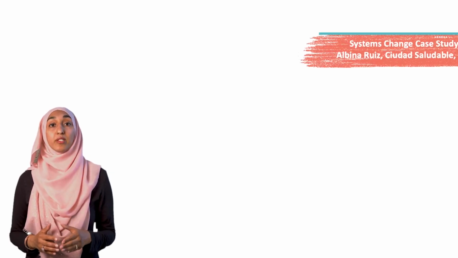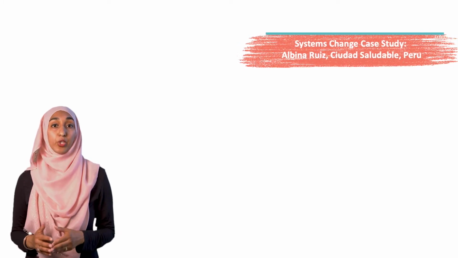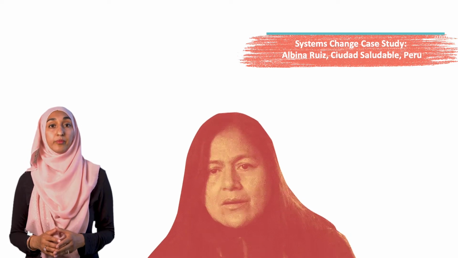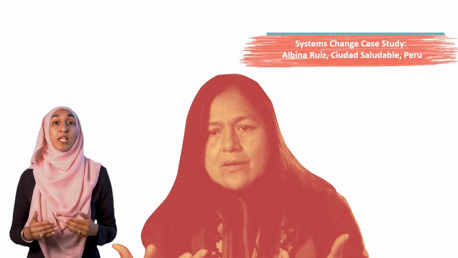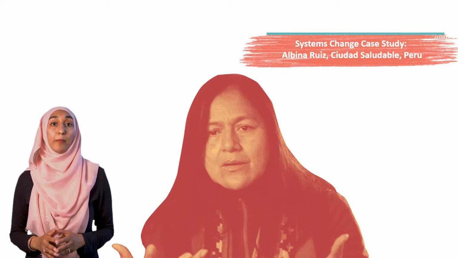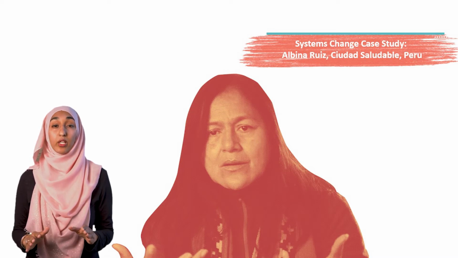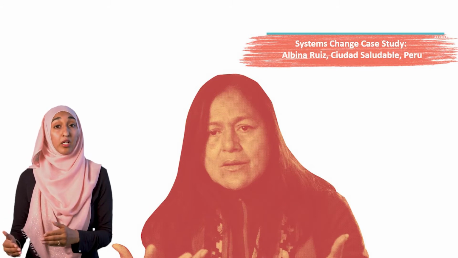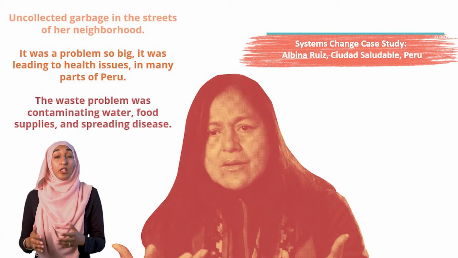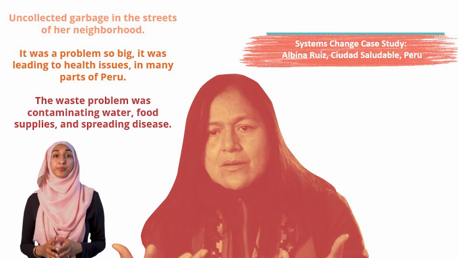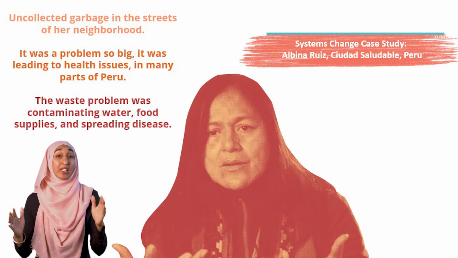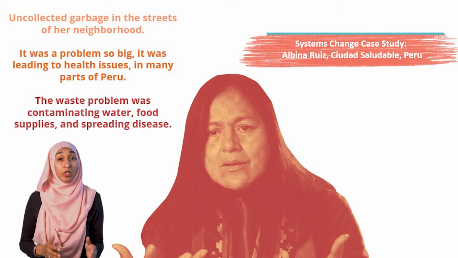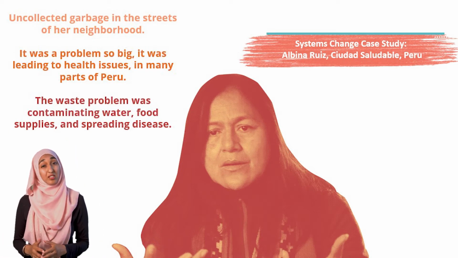In order to learn about what systems change is, let me first tell you about a difficult challenge Peruvian resident Albina Ruiz found herself in. We first met Albina Ruiz in the introduction. We learned how she grew up in the Peruvian forest, where she rarely, if ever, saw garbage out in her village. But one day, when she moved to Lima, she was shocked. She saw uncollected garbage in the streets of her neighborhood. It was a problem so big it was leading to health issues in many parts of Peru. The waste problem was contaminating water, food, supplies, and spreading disease.